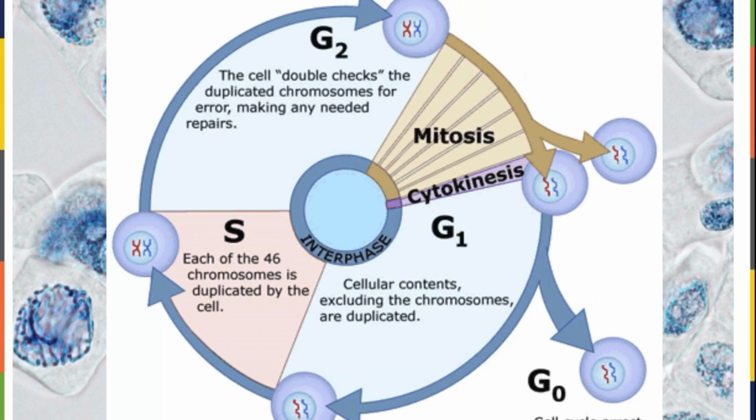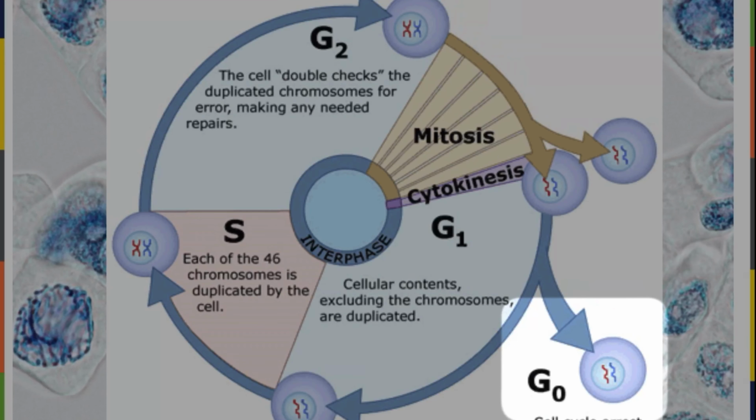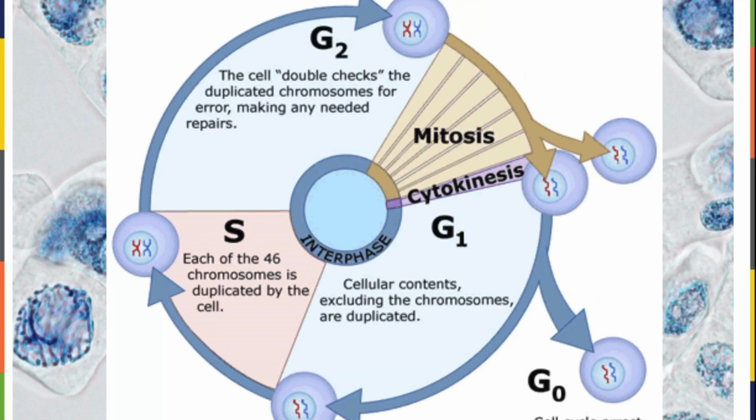G1 is a stage where the cellular contents, but not the chromosomes, are duplicated. There's also the G0 phase, which is cell cycle arrest, and that's when the cell rests and stops going through this cycle.